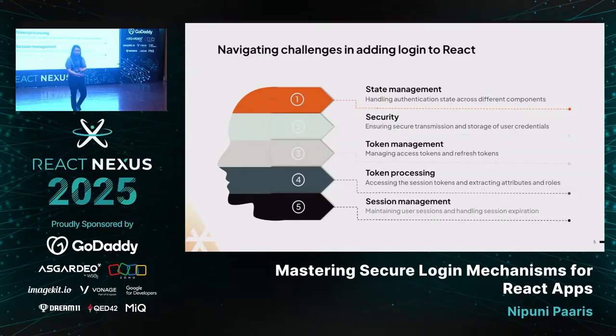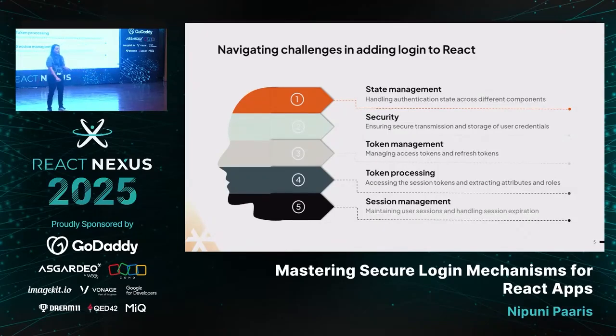And then comes the token management. Okay, now the user is logged in. You have the token. What now? So you need to juggle between the access tokens and refresh tokens. Now the access token expires, so you need to get a new token using your refresh token, and after a while your refresh token gets expired. Now what, right?